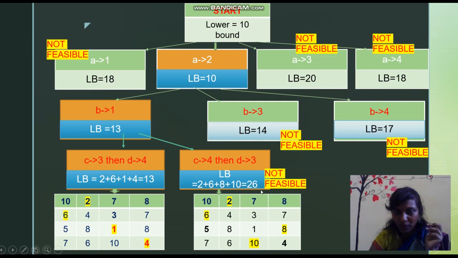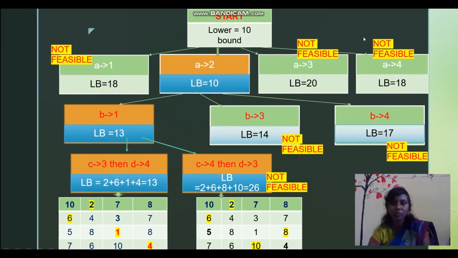So the calculation gives 26. We have to compare this lower bound and this lower bound. Which is the better thing? This is the better thing. So job 2 is allocated to A. Job 1 is allocated to B. Job 3 is allocated to C. Job 4 is allocated to D.